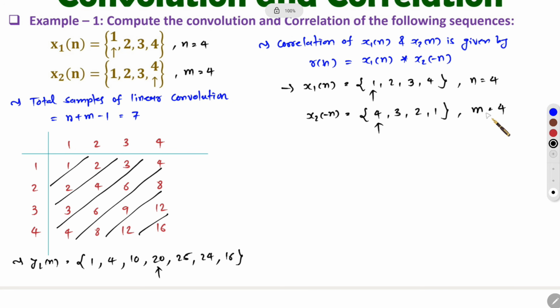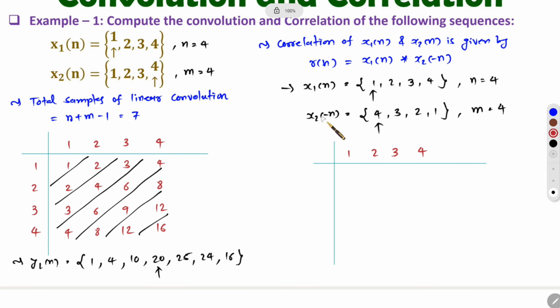Now we need to perform linear convolution with these two sequences. That will be correlation, right? So here what I'll do is I'll be making a matrix. Now in this matrix, x1 of n, that is 1, 2, 3, 4. Let us note it over here: 1, 2, 3 and 4.